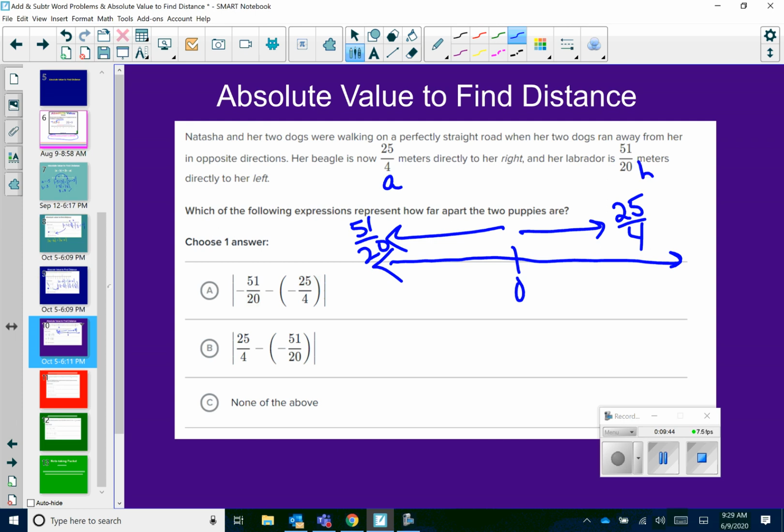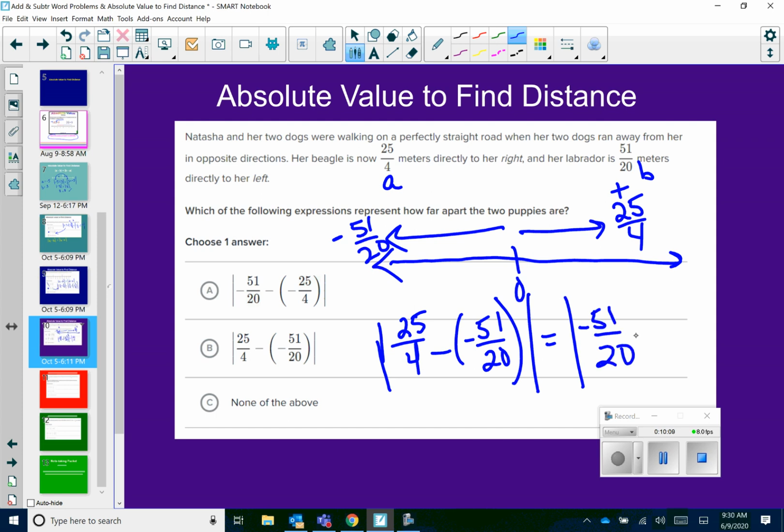Which of the following expressions represents how far apart the 2 puppies are? Well, let's make this A and let's make this B. I'm just going to plug it into that formula. 25/4 is clearly positive, and 51/20 is clearly your negative. So we've got 25 over 4 minus negative 51 over 20. And then we've got the absolute value of negative 51 over 20 minus 25 over 4. So let's see if either of those match. Here I've got 25/4 minus negative 51 over 20, which perfectly matches B. Clearly it's not A because that would be minus negative 25/4, and 25/4 should be a positive because it's to the right. Let's try a couple more of these.